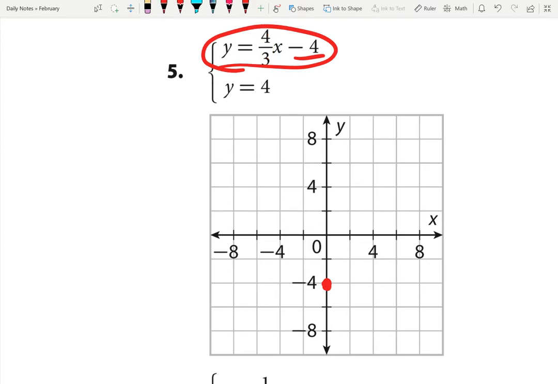So remember, the top number tells you to go up or down. If it's positive, we'll go up. If we have a negative, we go down. But the bottom number tells us how far right to go. So in this case, it's 3. So what this tells us to do is go up 4, since it's a positive 4, and then right 3. So we count up 4, 1, 2, 3, 4, and right 1, 2, 3.